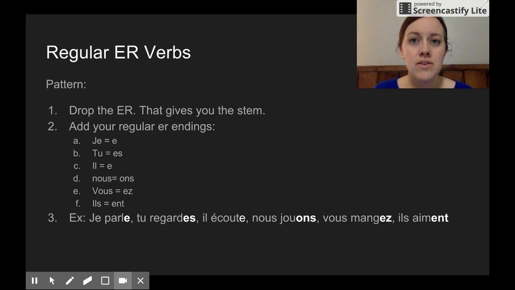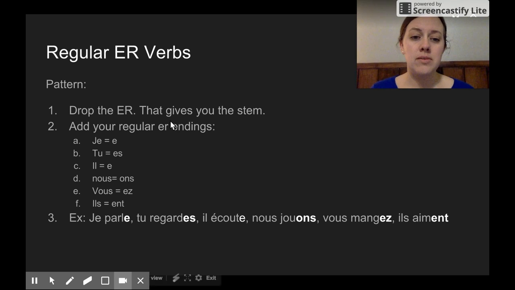So the pattern for those endings are, for je, you're going to do E. For tu, you'll have ES. Il, E. Nous, you're going to add ONS. Vous, EZ. And ils, ENT. Now, these endings are not actual verbs by themselves. They have to be added to the end of the stem, which you get by dropping the ER.